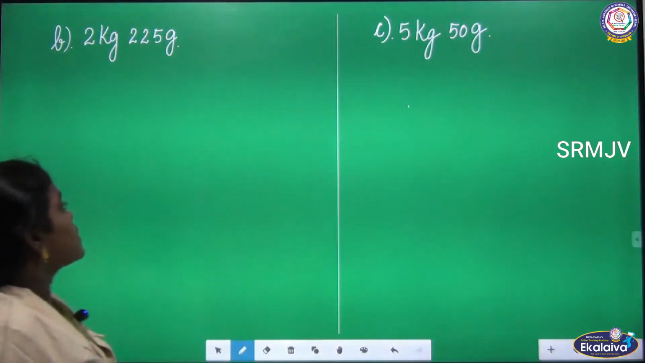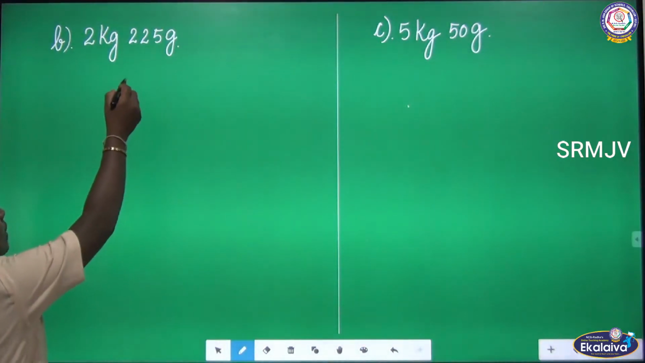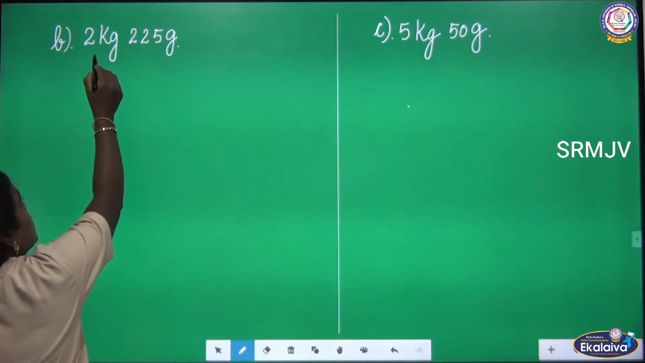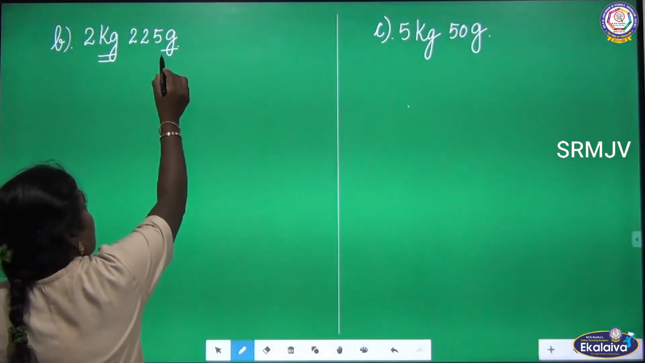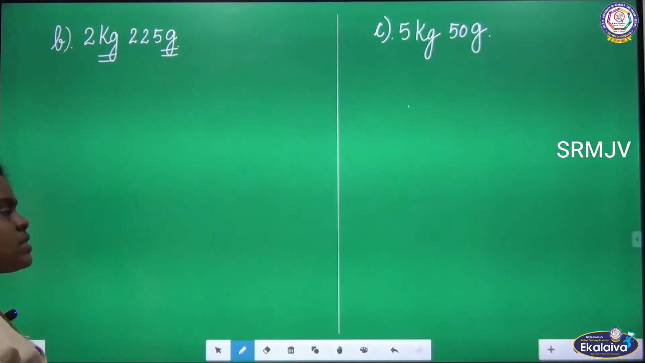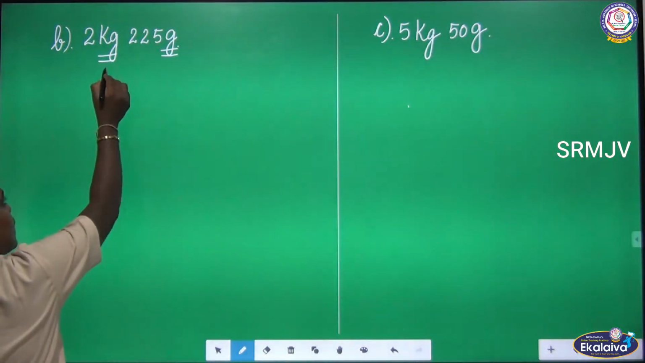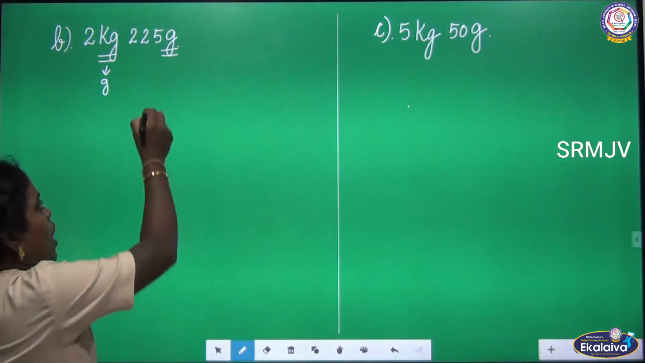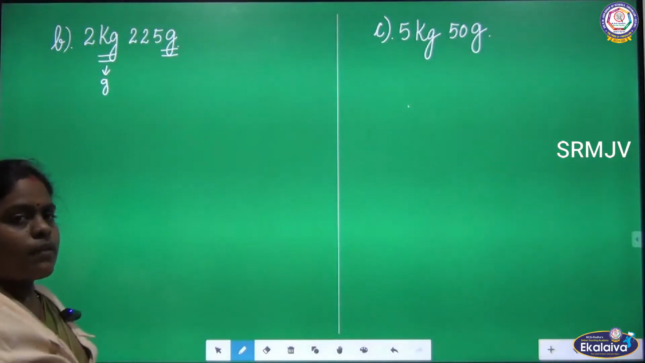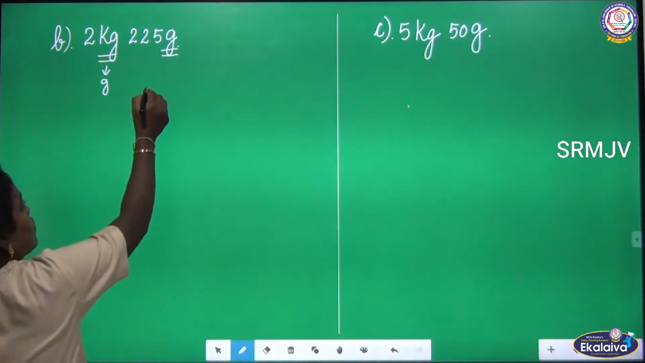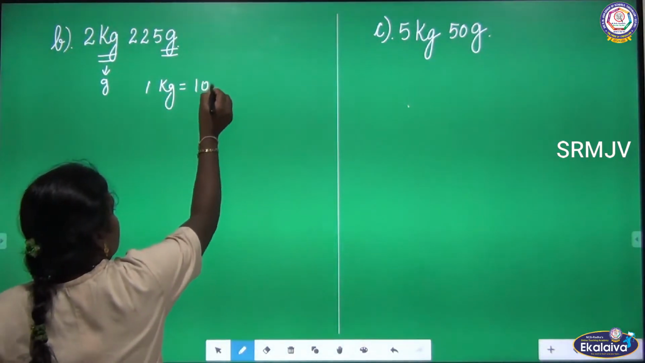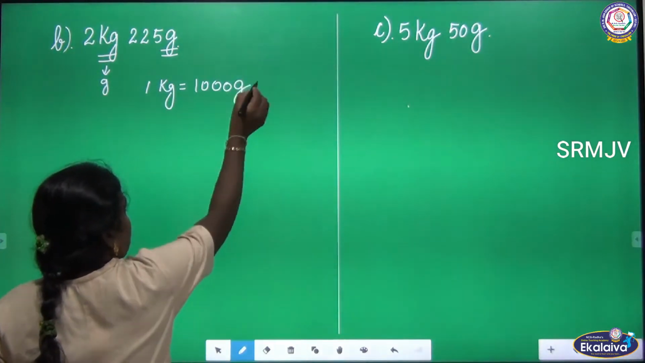Look at the next question. 2 kilogram and 225 gram. Here both the units are given, kilogram and gram. First we have to convert kilogram into gram. After the conversion you have to add 225 gram. So first write down the formula. 1 kilogram equal 1000 gram.